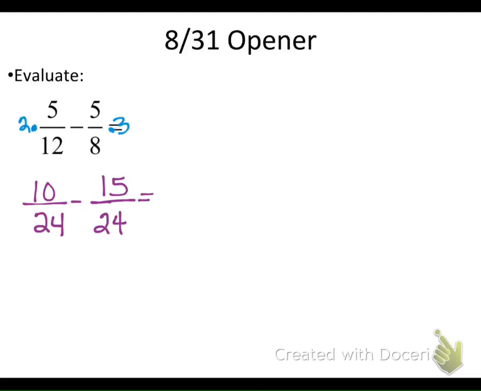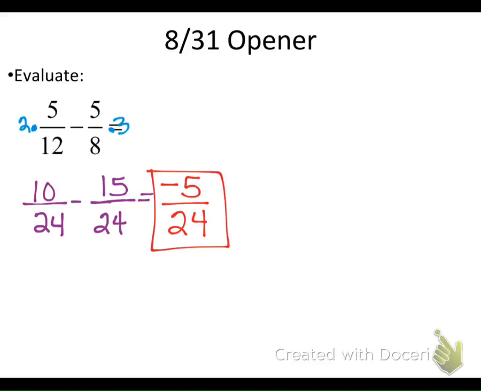Okay, now, before I even answer this, when I take 10 minus 15, what type of number am I going to get? A small number? It is going to be a small number. But I heard it. It's going to be a negative number. So what's 10 minus 15, anybody? Negative what? 5. Okay. And then your denominator? 24. Now, can you simplify 5 and 24? Nope, you can't. So you're going to box it up.